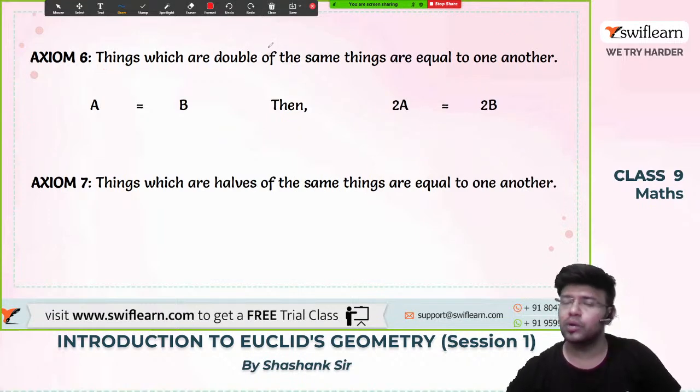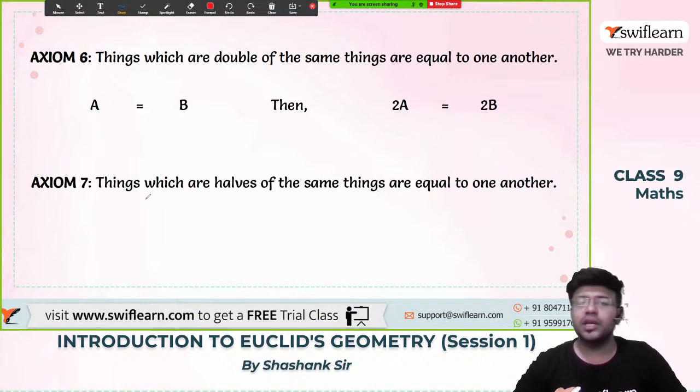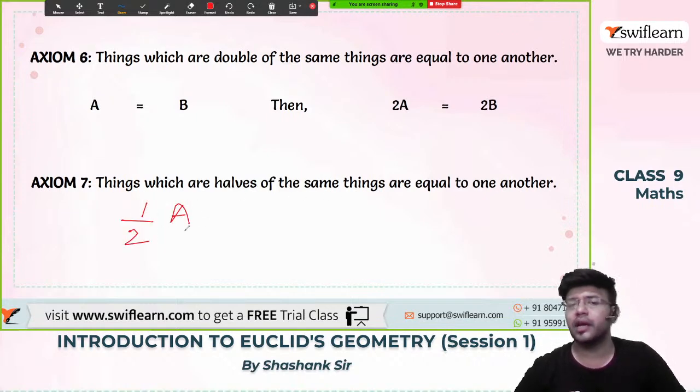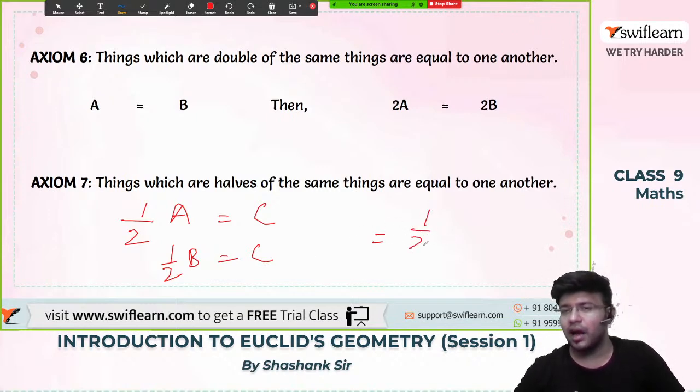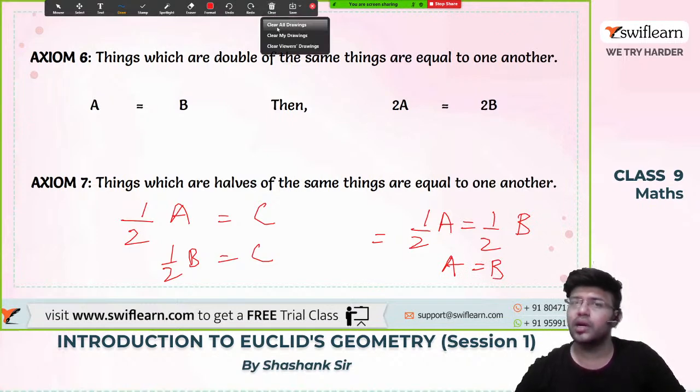Okay, we can also do this. Now, things which are half of the same things are equal to one another. Let me take half of A is equal to C, half of B is equal to C. What does this imply? This implies half A is equal to half B, or nothing but A is equal to B.